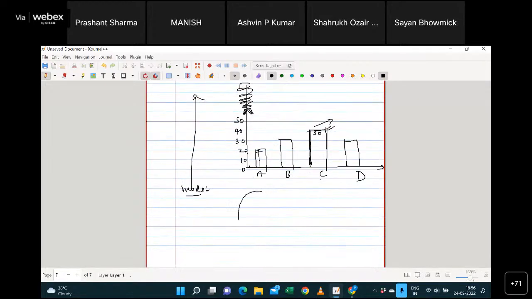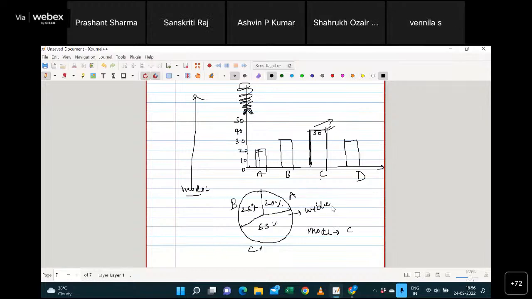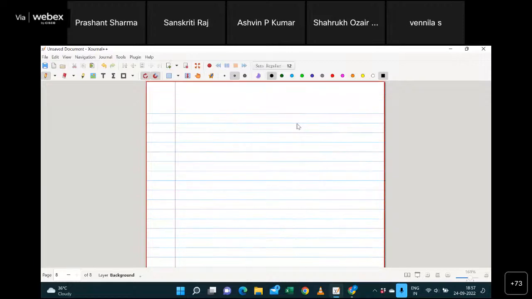Similarly, suppose I draw a pie chart. Suppose this is 20% for category A, 25% for category B, and the remaining 55% is from category C. So what is the mode of this data set? C. The widest slice in a pie chart gives you the mode of the data set. The biggest slice means it covers the maximum share of the data set, so again it will be the mode.